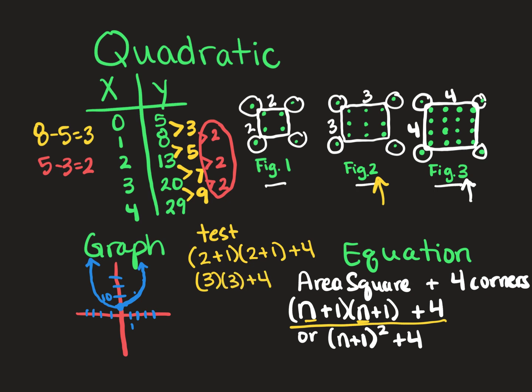And then plus 4. 3 times 3 is 9. That 9, again, is these 9 dots there in the middle. And then plus our 4 corners. And we got our 13 dots.